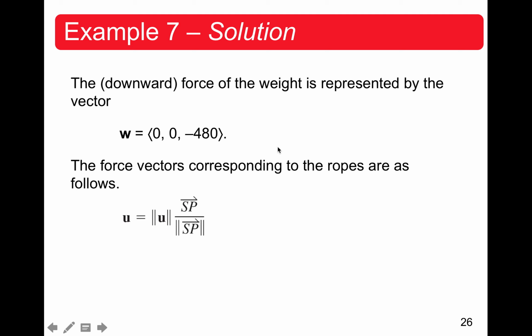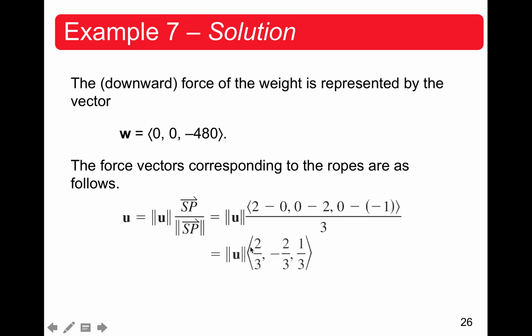So we're going to find the force vectors corresponding to the ropes. We're going to take the magnitude times the component of the vector divided by the magnitude of the vector. So for U, here's our component. We're going from 2 minus 0, 0 minus 2, 0 minus negative 1. This is going from S, which is the location of where all the ropes connect, to P, which is one of our points where the rope is tied. So that's our component. We're dividing it by 3, which is the magnitude of this vector, and then multiplying that by the magnitude of U. We're leaving this like this for a second.